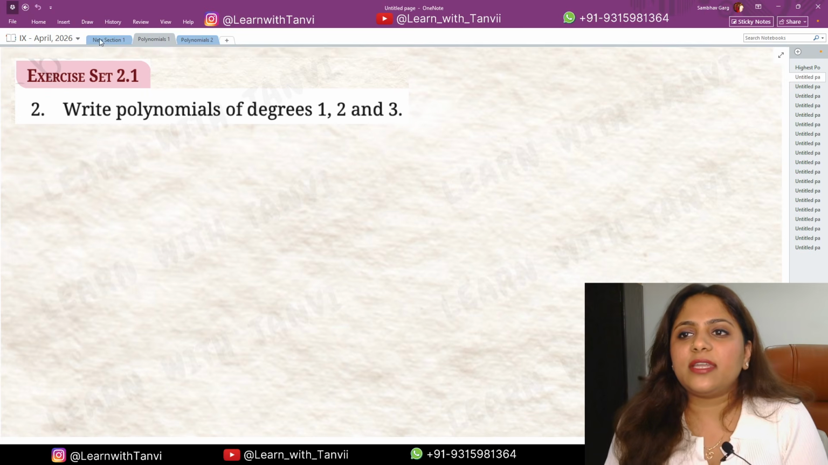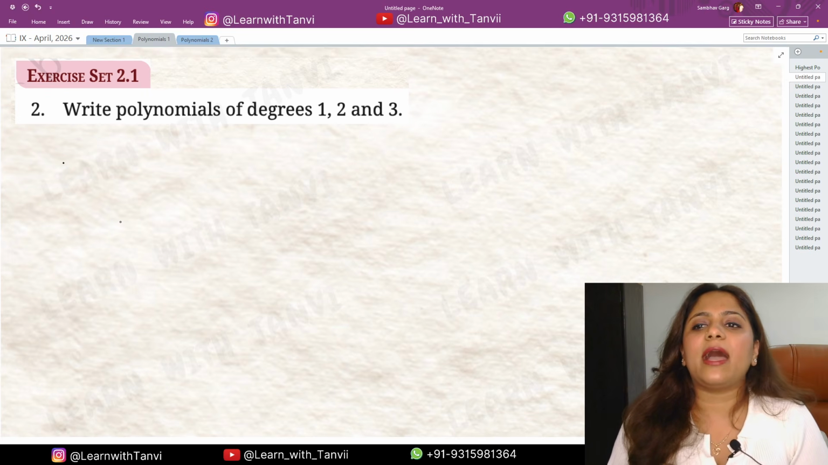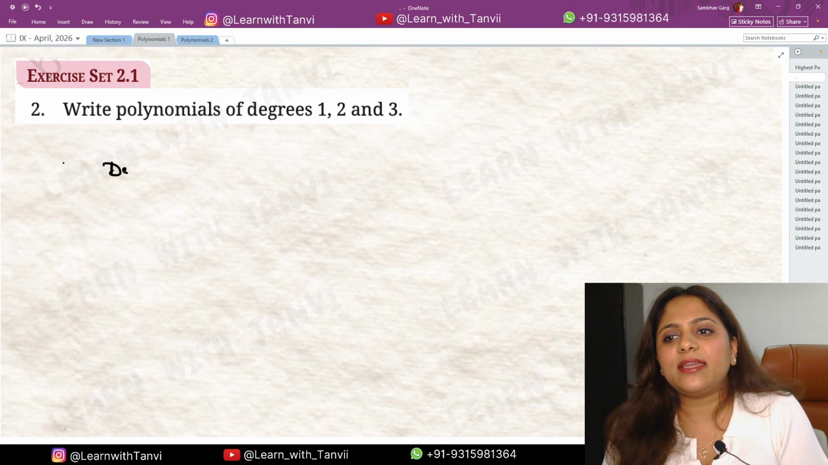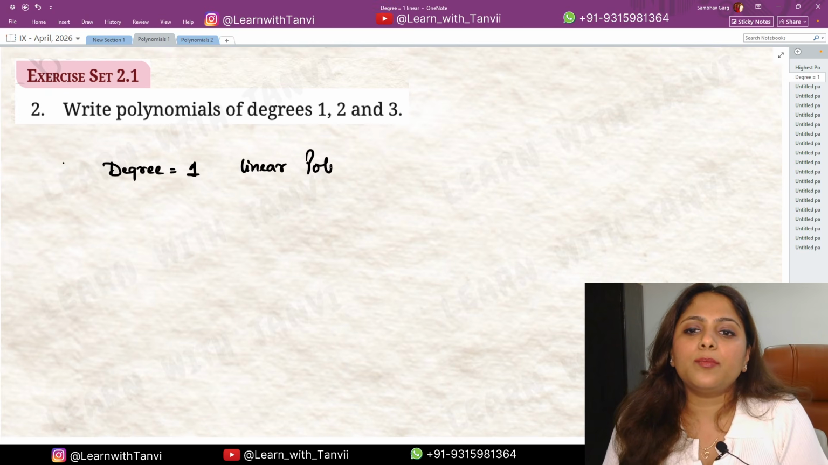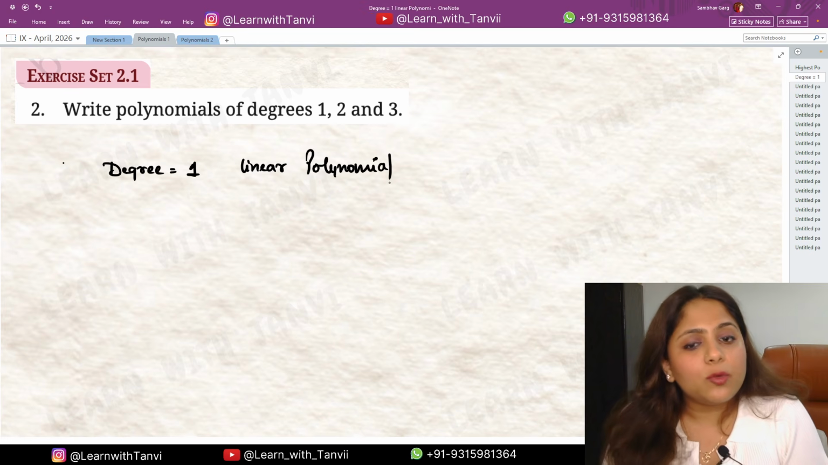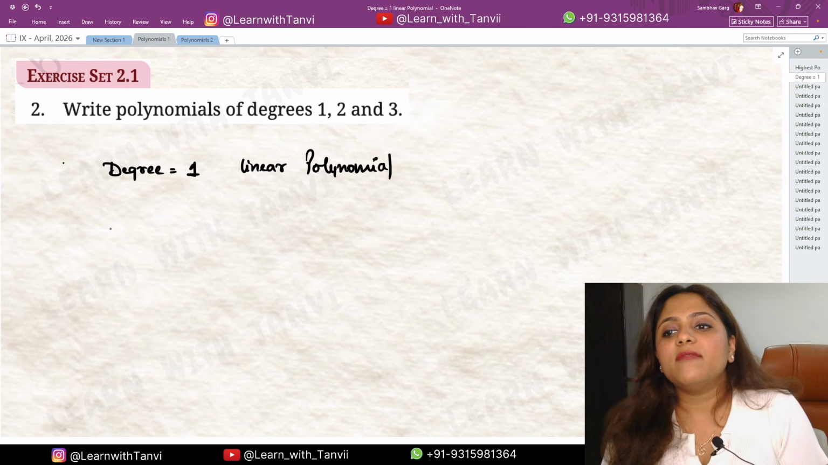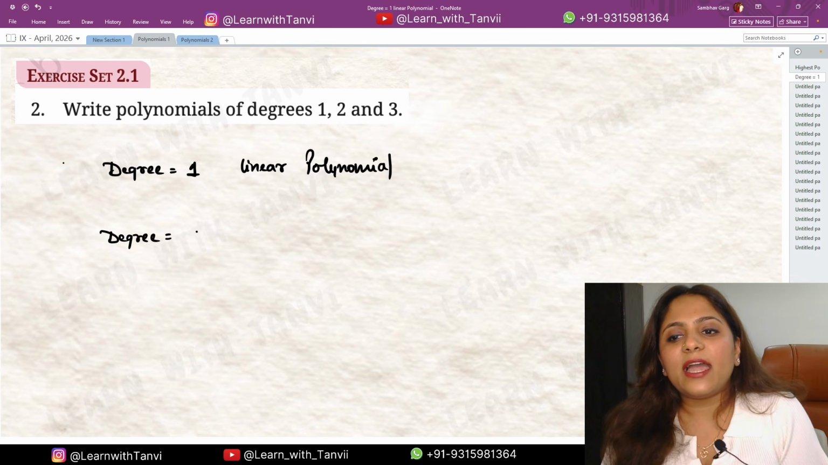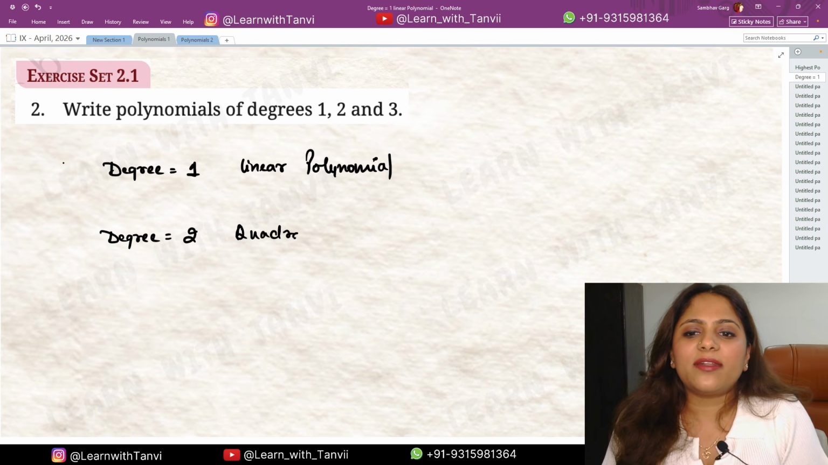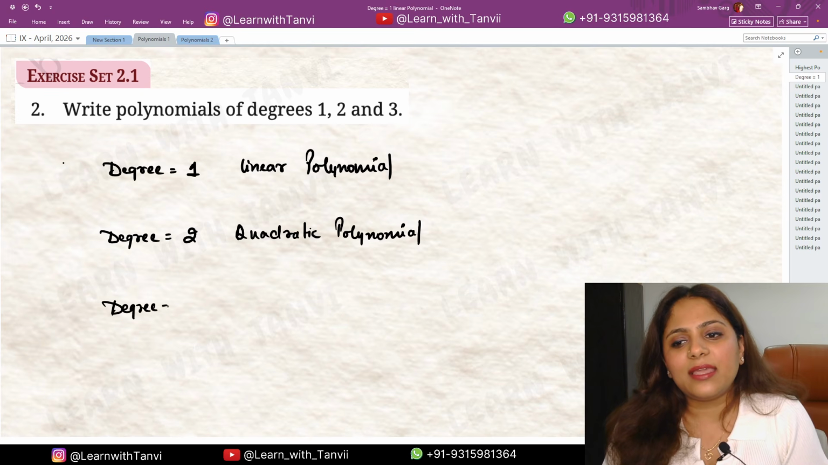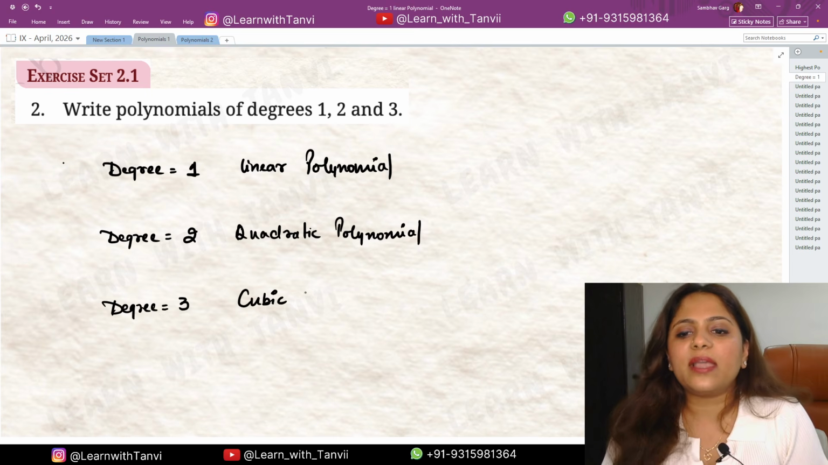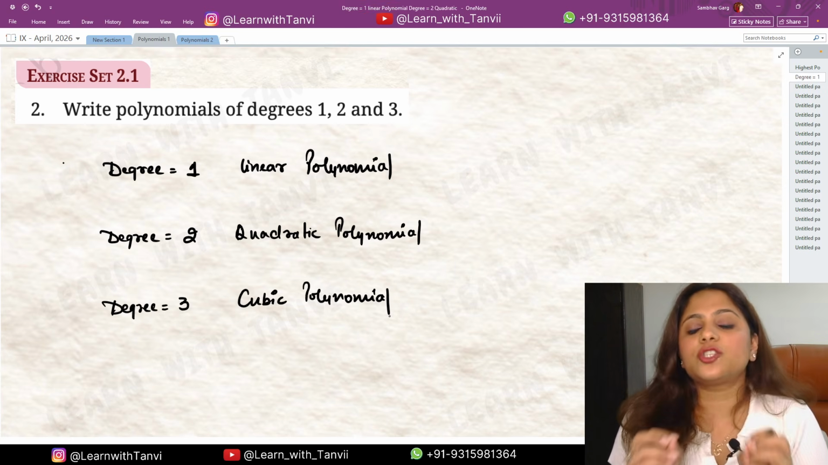Now from here I will teach you the names as well. Whenever the degree is 1, that polynomial is known as a linear polynomial. Understood? क्या बोलते हैं उसको? Linear polynomial. When the degree is 2, that polynomial is known as a quadratic polynomial. You're going to study about linear also in 9th, quadratic also. And when we have the degree 3, that is called a cubic polynomial. The names should be clear to you.